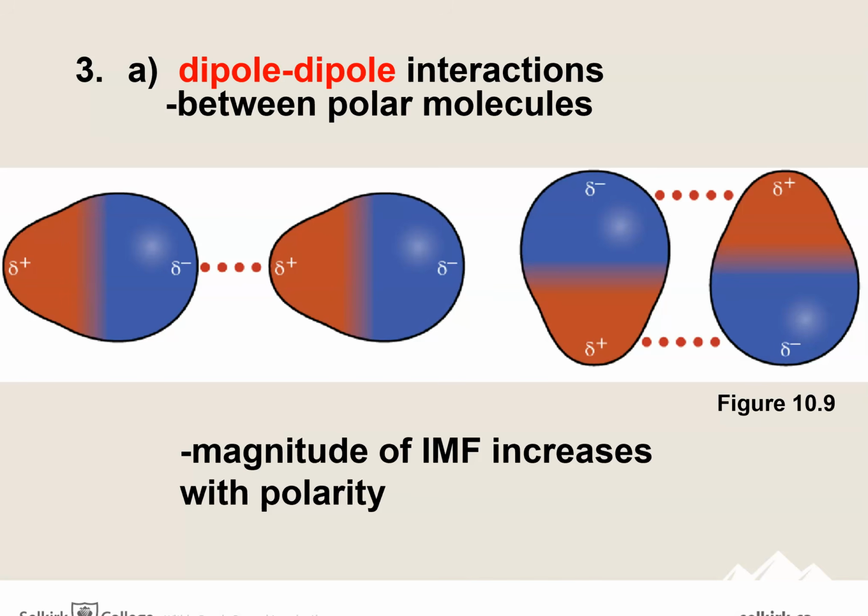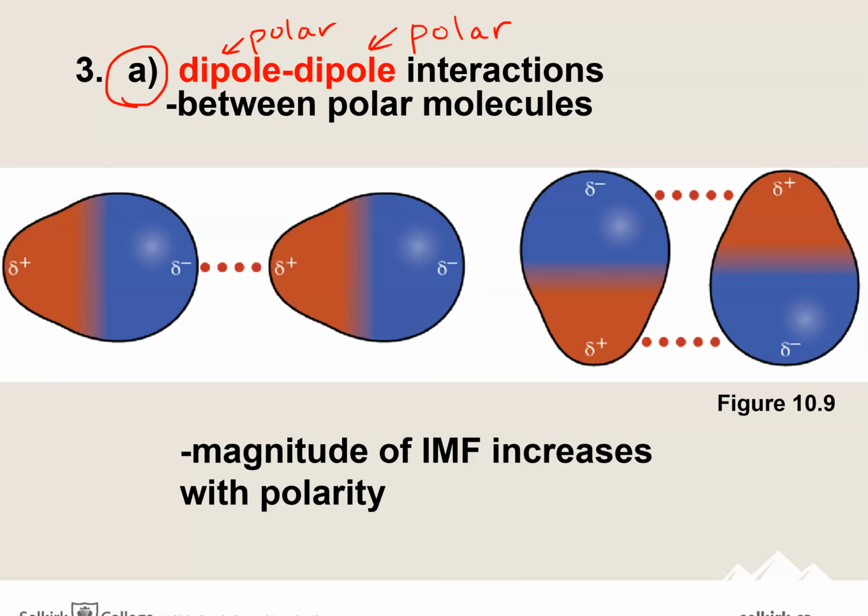Next kind of interaction, dipole-dipole interactions. In other words, the attractions between one polar molecule and another polar molecule. Now I'm going to look at two parts to this. This A is going to be attraction between most polar molecules, but pay attention when I get to 3B to see how it looks a little different from this.